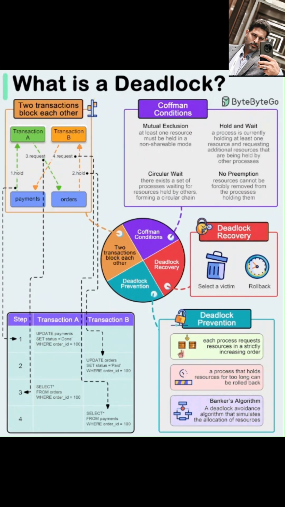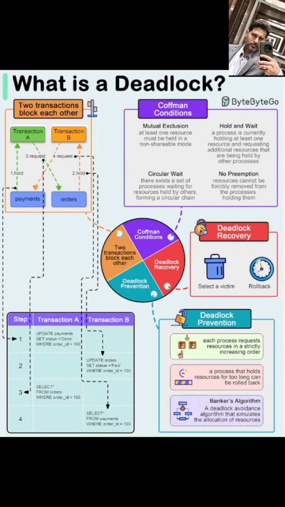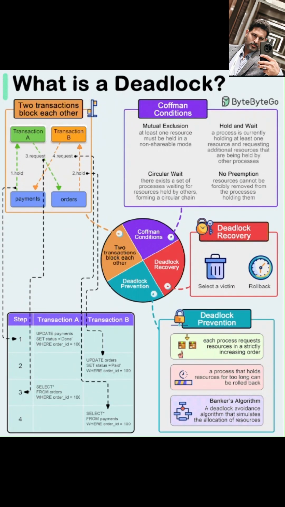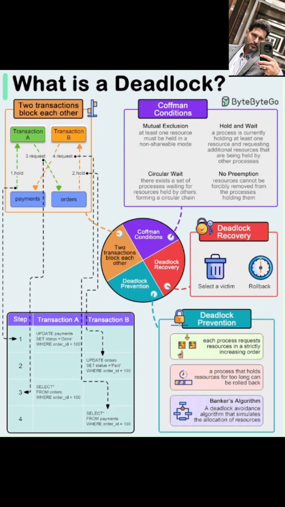Now, how do these deadlocks actually happen? There are some specific conditions, often called the Coffman conditions, that need to be in place. Think of them as the ingredients for a deadlock recipe. Mutual exclusion: this means that at least one resource being used cannot be shared. Like a single printer, only one person can use it at a time.